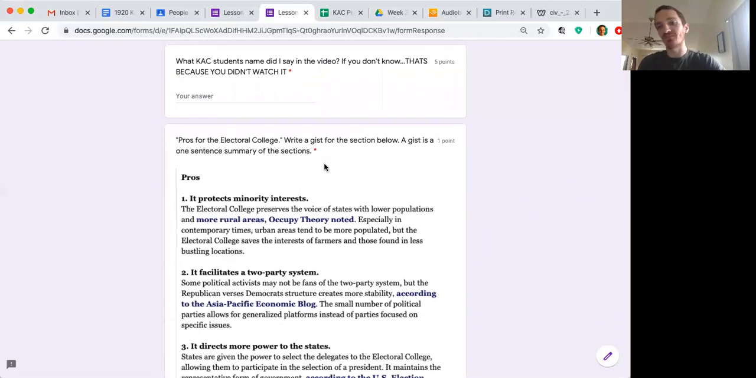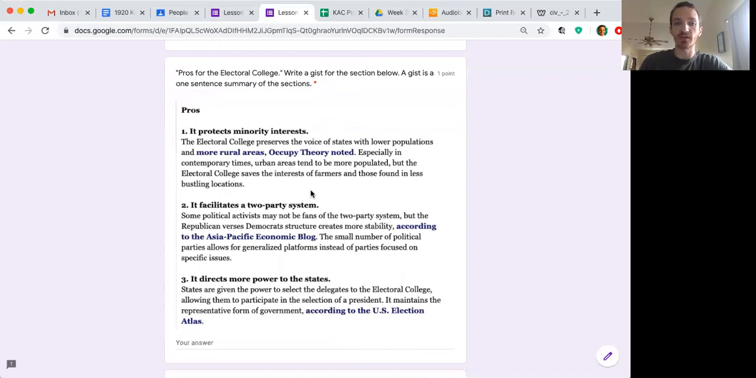We're going to move on though, and you got to listen carefully. Pros for the Electoral College. Write a gist for the section below. A gist is a one-sentence summary of the text. So these are pros or positive things for the Electoral College. 1, it protects minority interests.